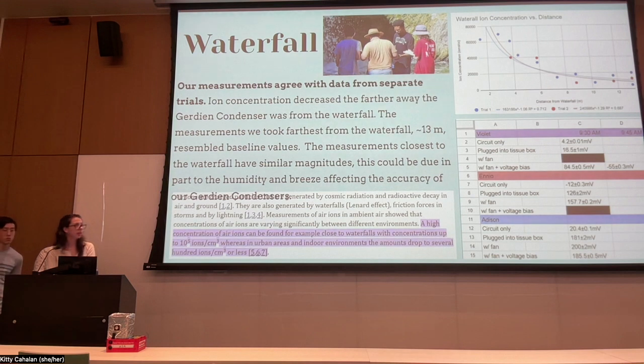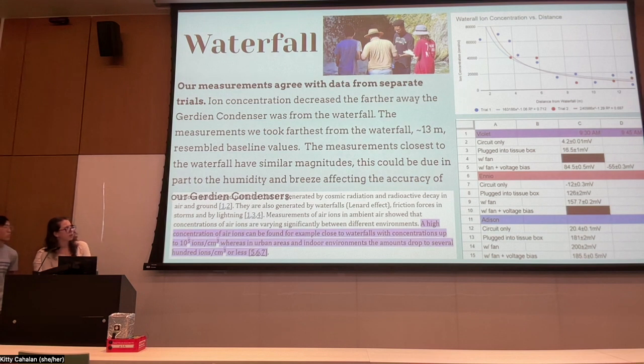So before beginning, on the bottom right, you see that's our calibration sheet, where we just got our baselines to eliminate any error. And so our data matched up with other trials, and we were seeing points of the same magnitude as we got closer to the waterfall, but that could be due to the humidity and the wind generated by the waterfall. And as we got farther away, our values reduced down to our baselines, which created this graph here.